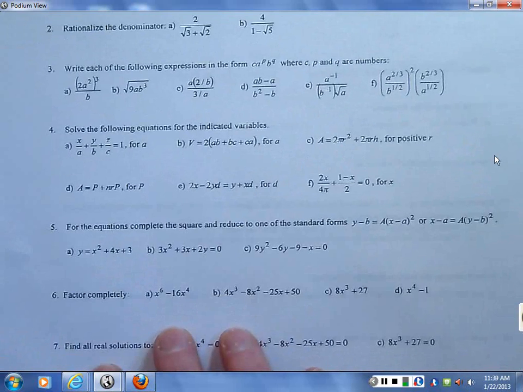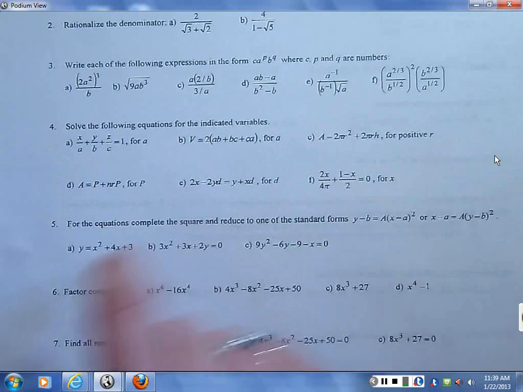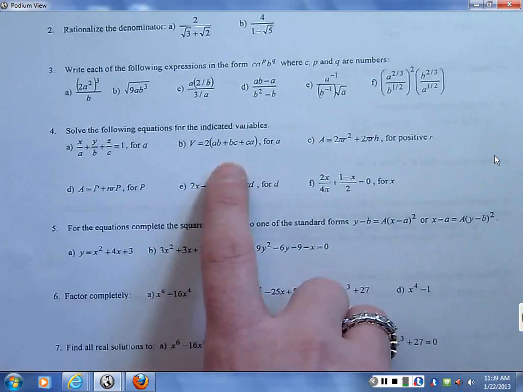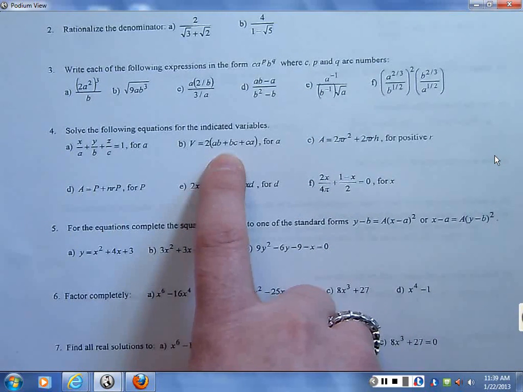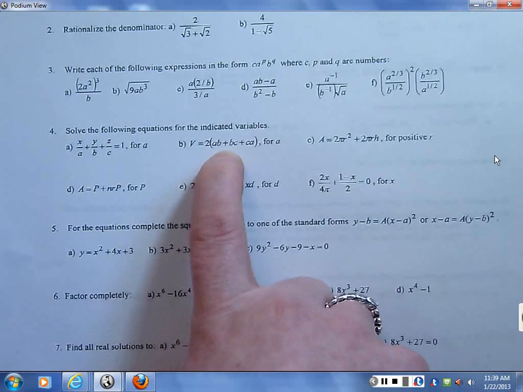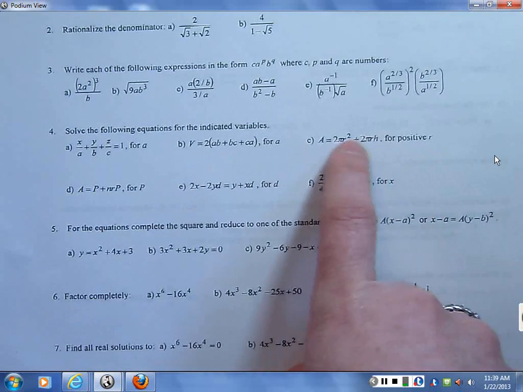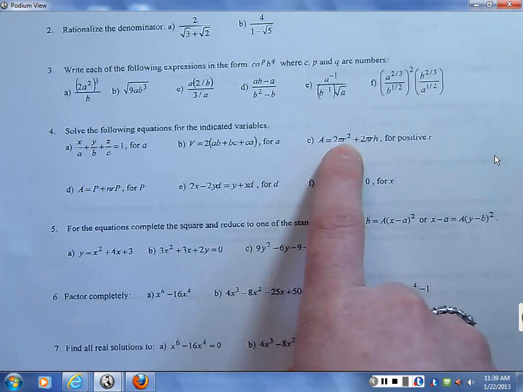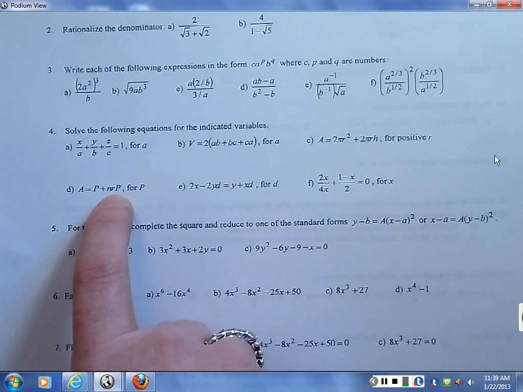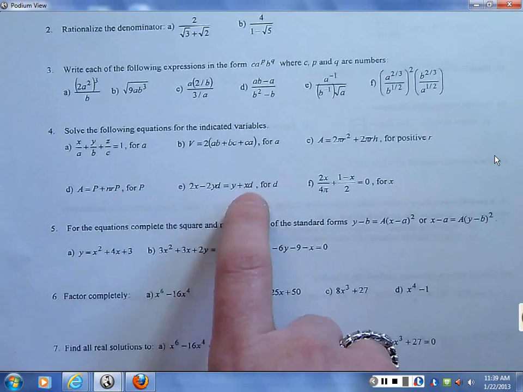Solve the following equations for the indicated variable. These all mean something in calculus. So this is the equation for a hyperbola. This is the volume of some shape that I can't recall off the top of my head. This has to do with the area of a cylinder. This is a cost function, various different things.